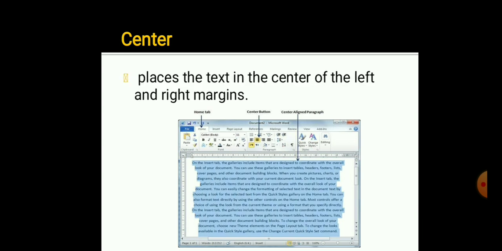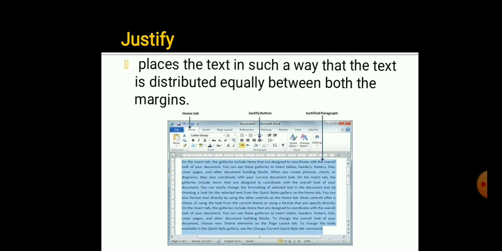Center. The center option places the text in the center of the left and right margins. It will consider both the margins, and wherever the center of the document is, it will align the text there. Justify. Justify places the text in such a way that it is distributed equally between both the margins, that is left hand side and right hand side. Both the sides are aligned properly. It won't leave any margin. See here, left margin and right margin are aligned properly. This is the justify option. As we have already used, isn't it children?